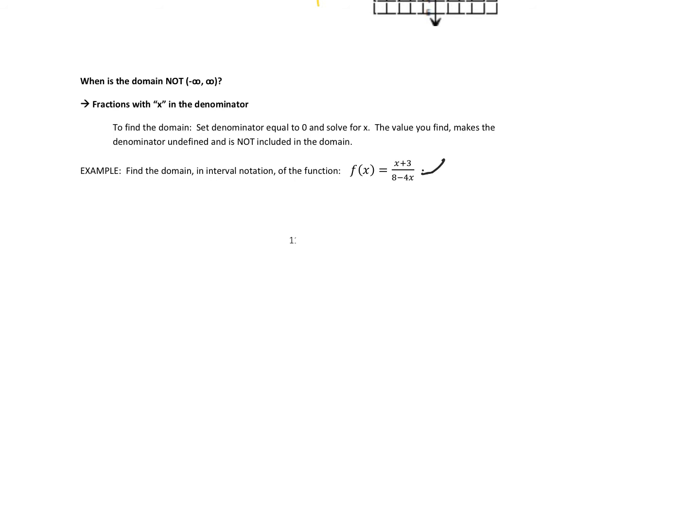We know that this denominator here, 8 minus 4x, cannot be 0 or the fraction would be undefined. So we're going to get 8 equals 4x, adding 4x to each side, dividing by 4, and we'll get x equals 2. So this is the number that we cannot have. So our interval notation is going to be -infinity up to 2, union 2 to infinity. So we're just skipping over that one number.